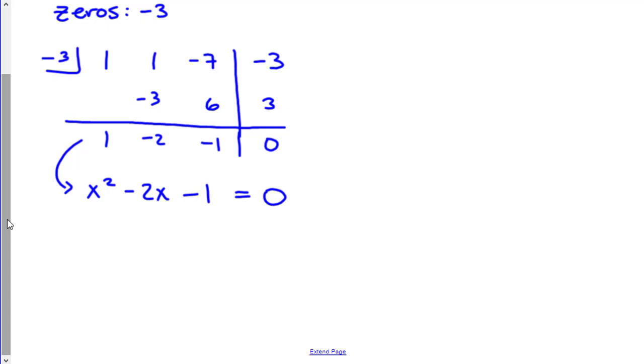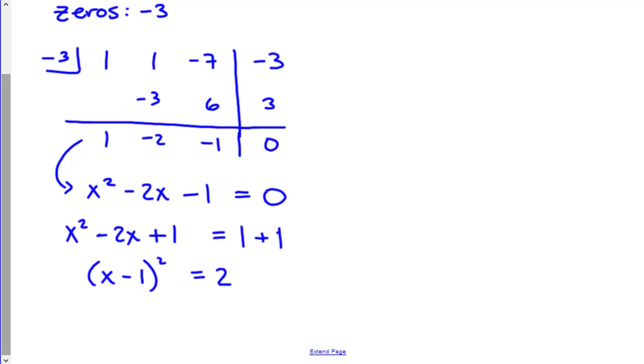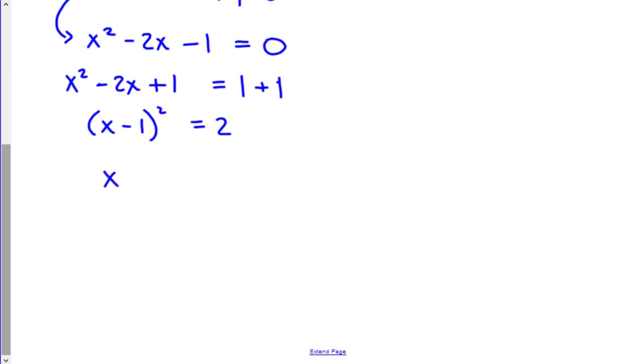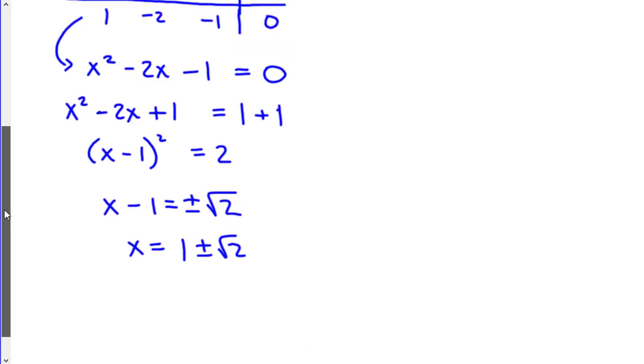This will not factor. You can try different possibilities, but it turns out it will not. So instead, what I'm going to do is go the route of completing the square. So I'm just going to move the constant to that side. If I take -2 divided by 2, that's -1. Square it, I get +1. So this factors into x minus 1 quantity squared, and that's equal to 2. So x minus 1 equals plus or minus square root of 2, or x equals 1 plus or minus the square root of 2. So those are my remaining zeros.